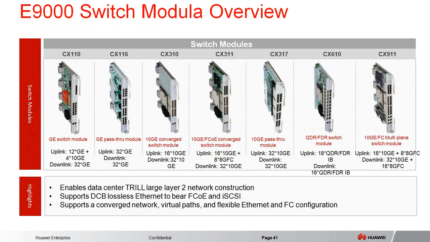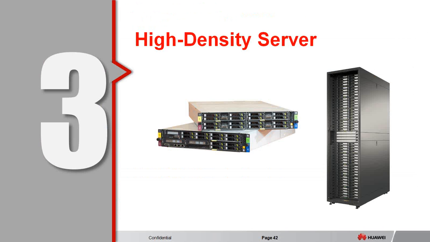And of course, you have your QDR and FDR switch modules, which provide an uplink of 18. Then the 10 gig fiber channel multi-plane switch module, which provides up to 16 10 gigE and 8 gig fiber channel, and a downlink of 32. Then we're going to talk about high density servers.